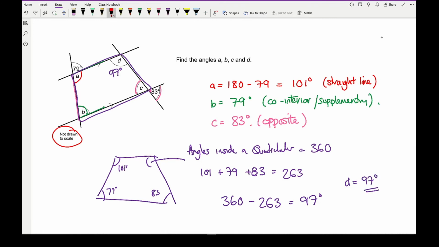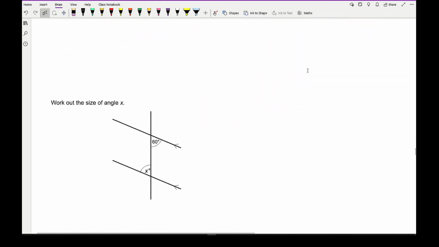Now again, when you're doing these questions, always make sure that you're highlighting what your answers are, because you've got numbers floating all over your page. So it's always worth highlighting either by underlining or with a highlighter or a bubble around them. So let's move on to our next question.